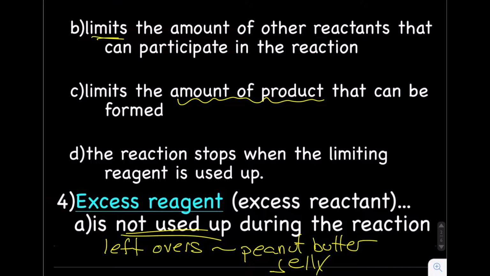So again, a limiting reagent is the thing that makes the reaction stop, basically, because we've run out of it. Even though we could end up with excess, other reactants left over. Okay, so those are the definitions of limiting and excess reagents.